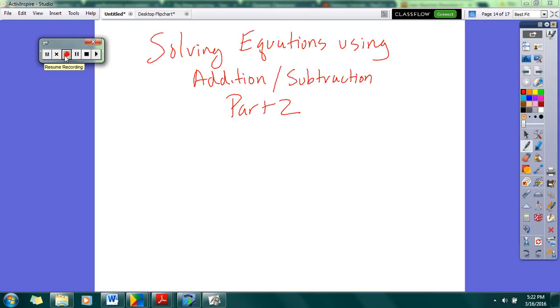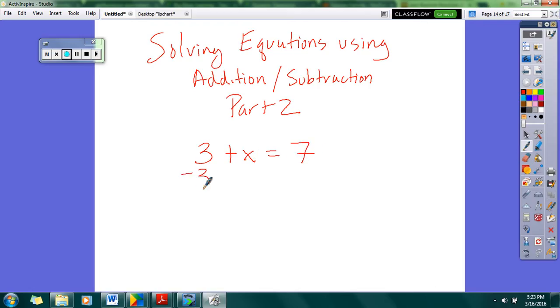Hi everyone, today I'm going to be going over how to solve equations using addition and subtraction. This is part 2, so this is more challenge problems, mainly focusing on what happens when I have a negative variable. So this is, for example, when I'm solving a problem of 3 plus x equals 7, okay?